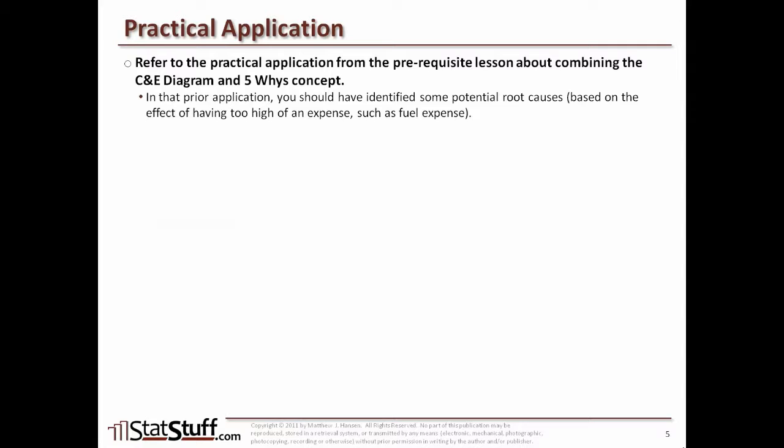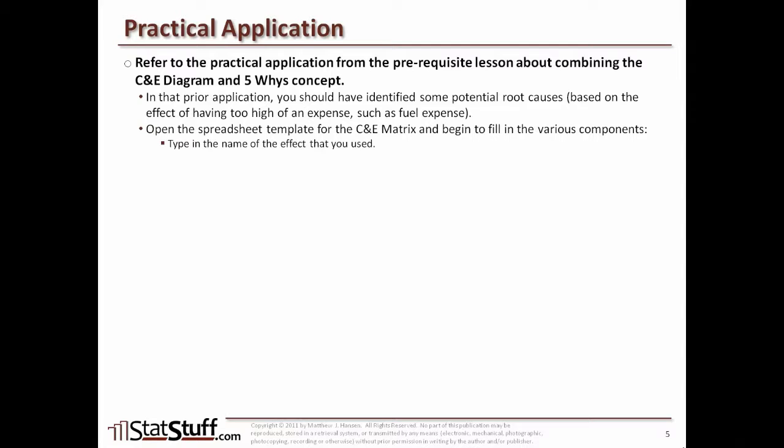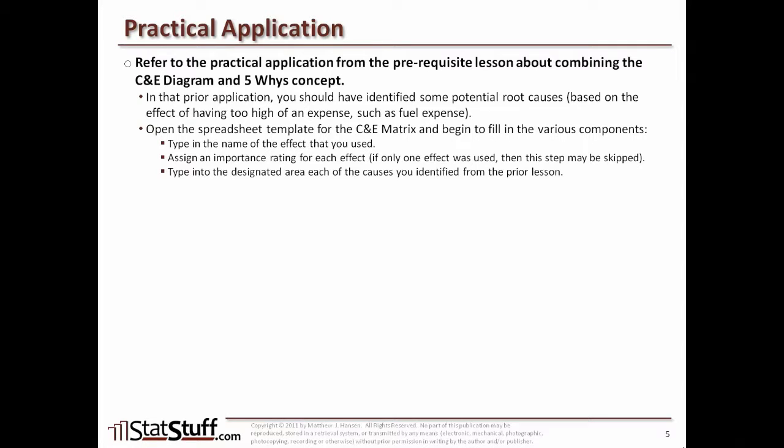So in that prior one, you should have identified some potential root causes. The example for the undesirable effects from that prior example were if you had some high fuel expense and you're trying to figure out why the fuel expense was so high, or maybe it's grocery expense or entertainment expense or something like that. Whatever you might have used in that prior practical application, use that as a baseline for this exercise. And then open up the spreadsheet template that's associated with the C&E matrix and start to fill in the various components. For example, typing in the name of the effect that you identified in that prior example, and then assign an importance rating for each different effect if you had more than one. If you only had one, then you might be able to skip that step.